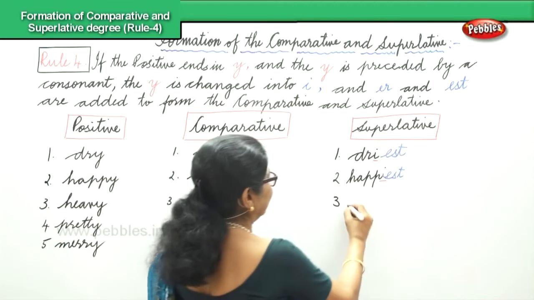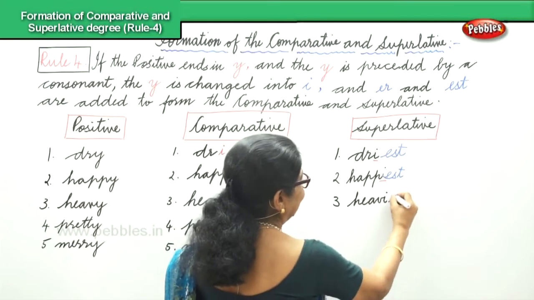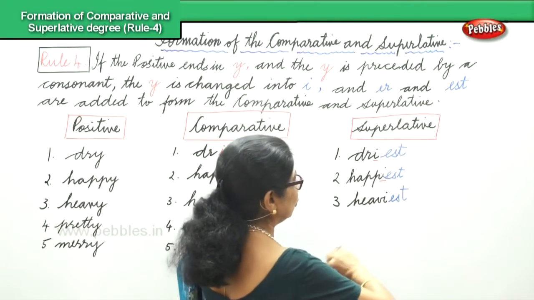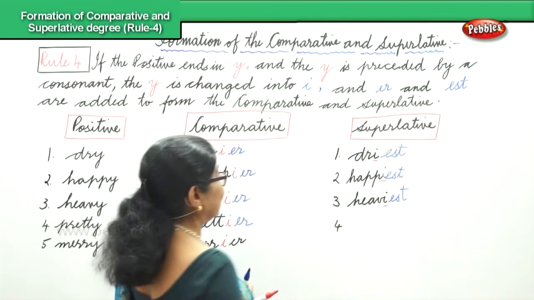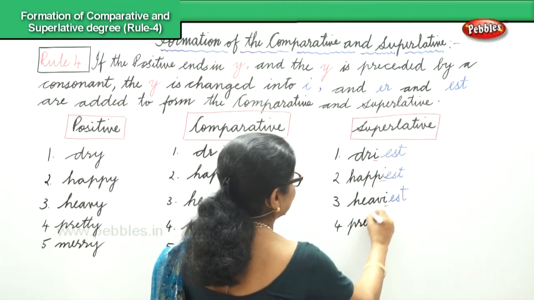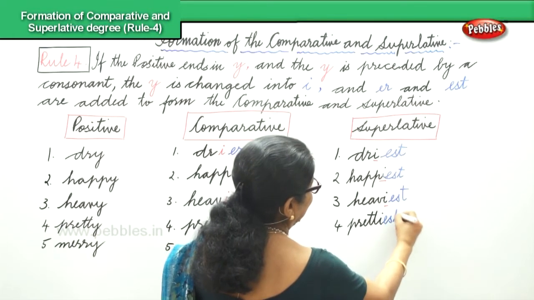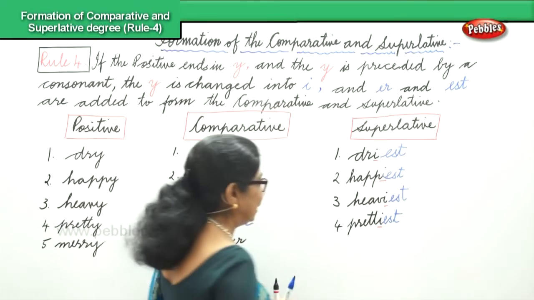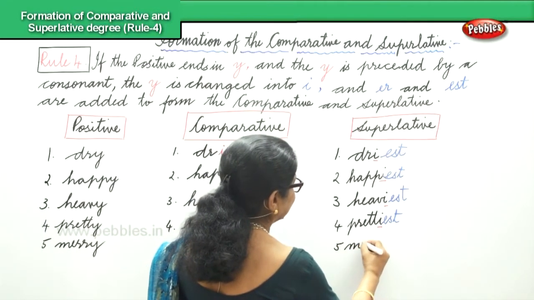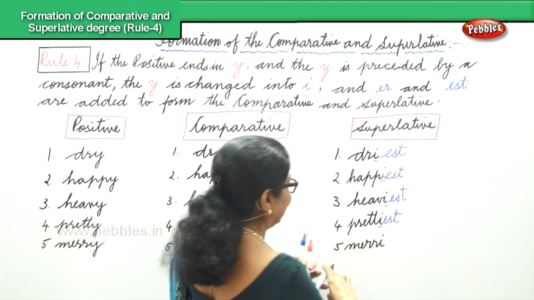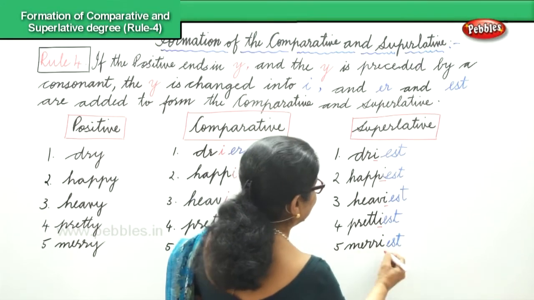Next, we have the third one, heavier. I is added and then you add EST. Heaviest. So, I is already there. And the fourth one we have is prettier. So, prettiest. I, EST. And finally, we have merrier. Finally, we have merriest. And again here, the Y is changed into I here.